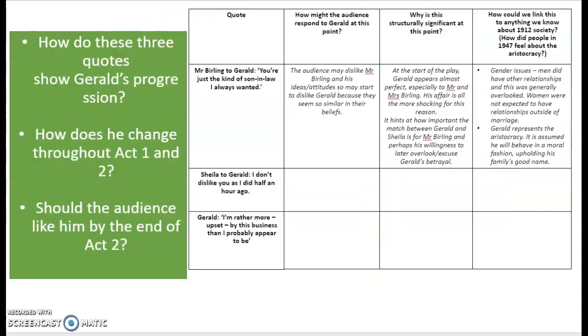So for the next activity, you will see that there is a table here, and there are 3 quotes to do with Gerald. I would like you to think about Gerald's progression throughout the play, and I'd like you to think, does he change throughout Act 1 and 2? And do the audience now like him at the end of Act 2, perhaps? Now we know his relationship with Eva. I would like you to complete this table for me, so if you can just pause this clip again to do that.